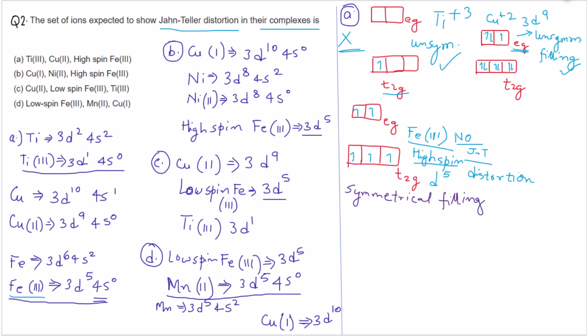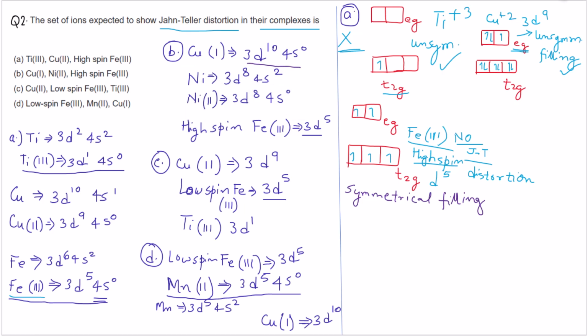Now what all ions do we have in option B? In option B we have Cu+. Cu+ means 3d10. So 3d10 has no chance of asymmetric filling of d orbitals, because all the 10 electrons completely occupy the t2g and eg orbitals, leaving them fully filled. So this option is gone.